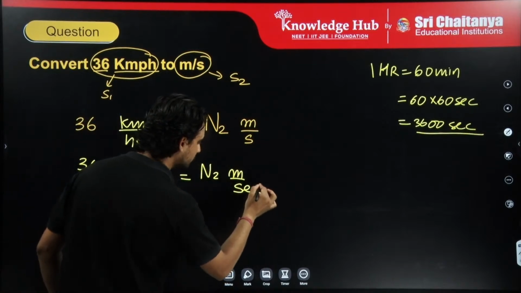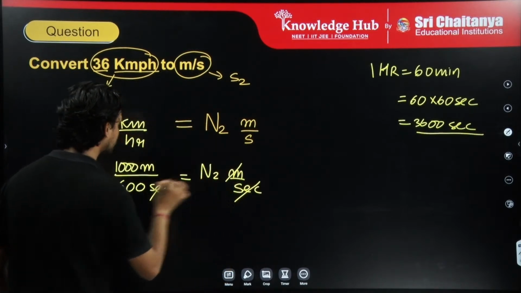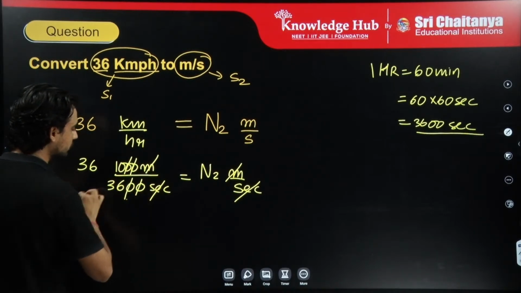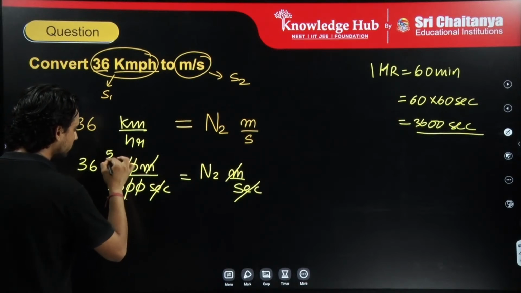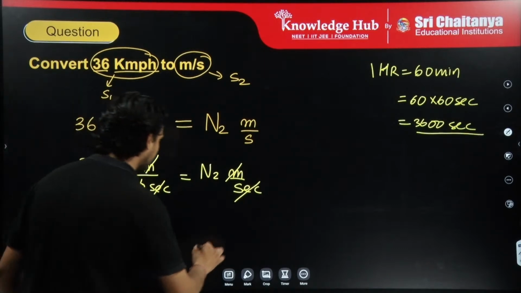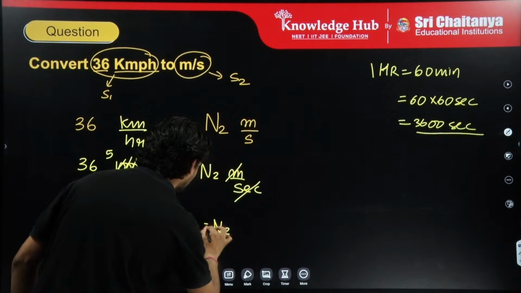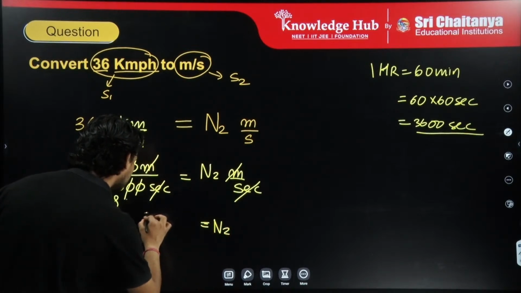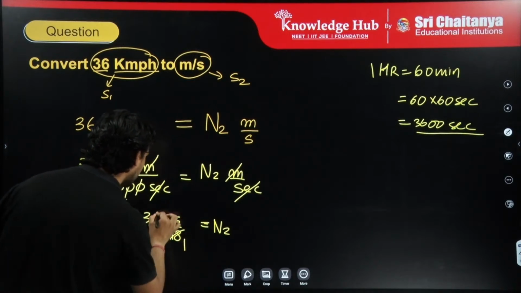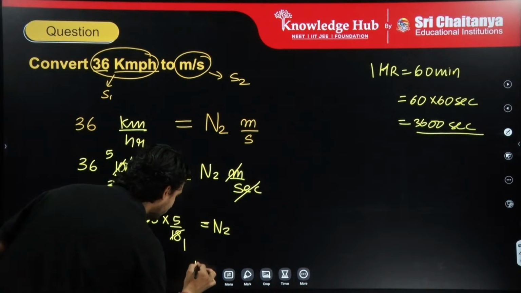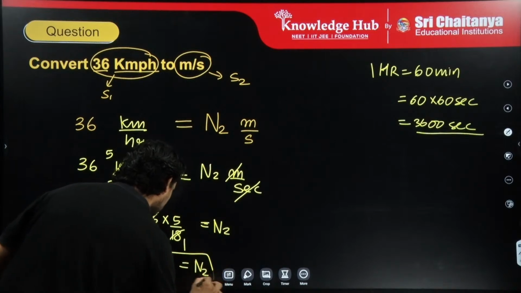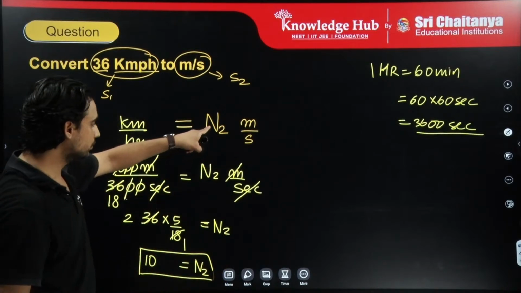So if you see here closely, the second cancels with the second, this meter cancels with this meter, 0 cancels with the 0, this 0 cancels with the 0. 2 5s are 18, 2 1s are 2 and 2 8s are 16. Right? So what do I get? I get n2 is equal to 36 into 5 upon 18. So 18 1s are 18, 18 2s are 36. So I get n2 is equal to 10.